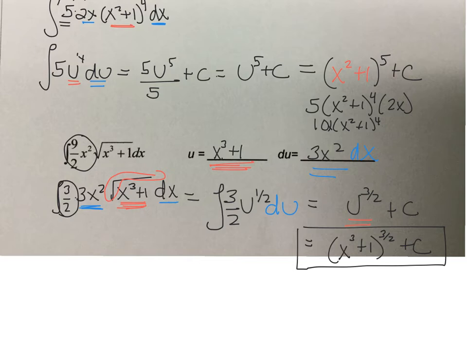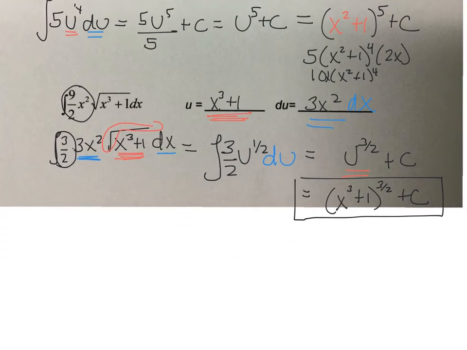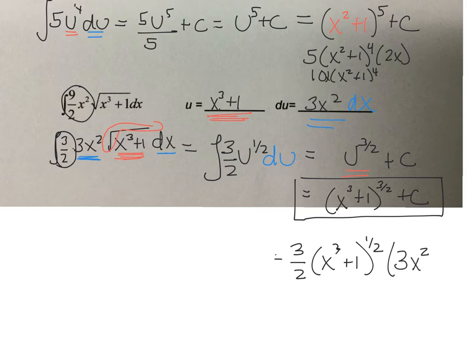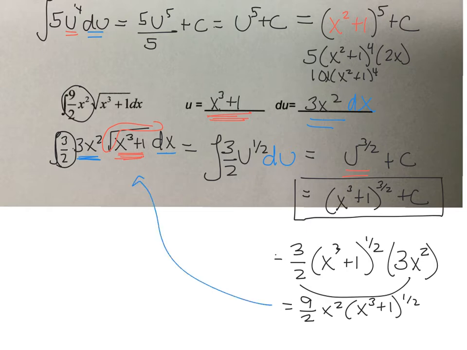And again, I can check my work by taking the derivative. So I could say, okay, if I want to take the derivative of this, bring my 3 halves down in front, reduce it by a power, so it would go to 1/2, times the derivative of the inside, which would be 3x squared. Right? And if I combine the 3 halves and the 3x squared, that would give me 9 halves x squared times x to the third plus 1 to the 1/2. And that is exactly where we started.